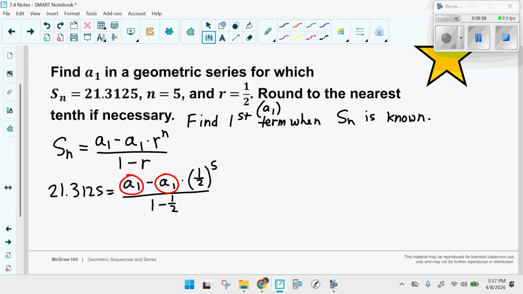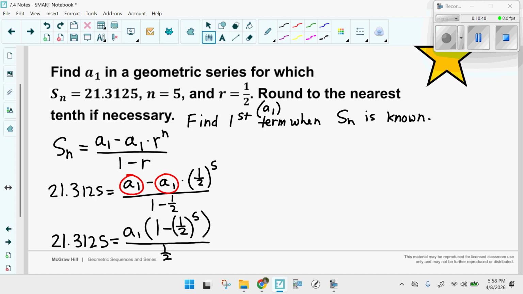Now, since a sub 1 is in common between both of those terms, I can factor out an a sub 1. I'm going to take 21.3125 and factor out that a sub 1, and then this would be 1 minus 1/2 to the 5th. When I divide an a sub 1 by a sub 1, I get 1, and when I divide that a sub 1 out, it just leaves me with a 1/2 to the 5th. And then lastly, underneath here, I still have a 1 minus 1/2, which let's just change to 1/2.